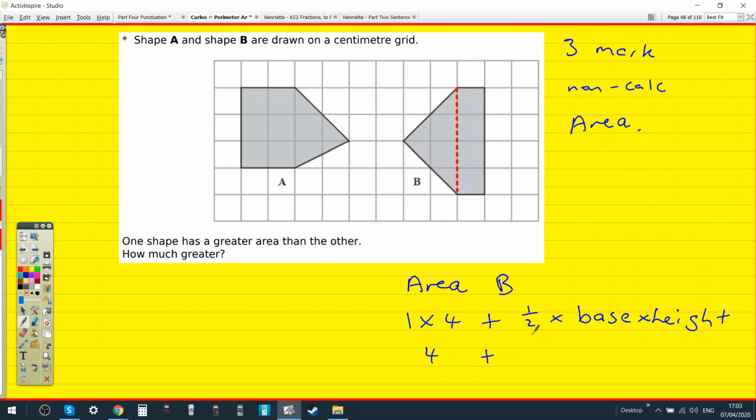So what is the base? What is the height? 4 and the height is 2, so it would be 8, but then you have to half it. Yep. So it'll be 4. And so the rectangle was 4, the triangle is 4. They're equal. So what is the area for B? This is 4 and this is 4.